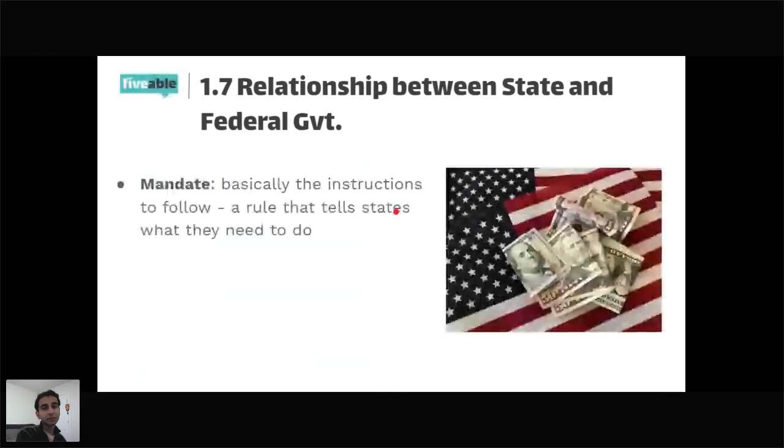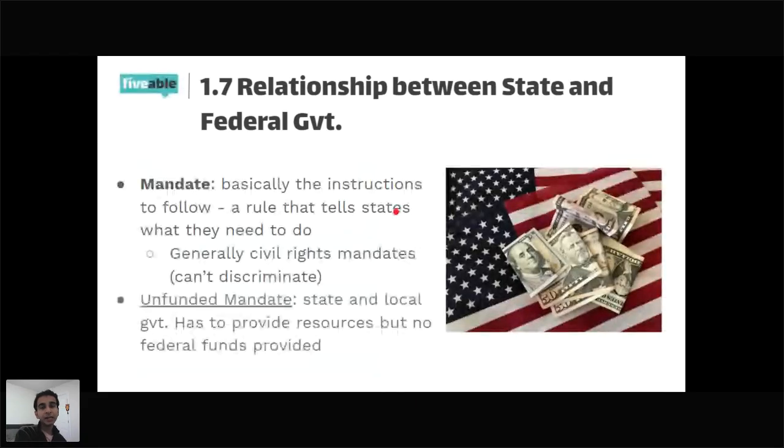All right, the last thing that I want to talk about is a mandate. A mandate is basically the instructions the state needs to follow. It tells the states you have to do this. One word that you might hear is an unfunded mandate. An unfunded mandate basically means that the state and the local government have to provide resources, but no federal funds are provided. As you can guess, states do not like this because they're not given any money to satisfy what the federal government says must happen, right?